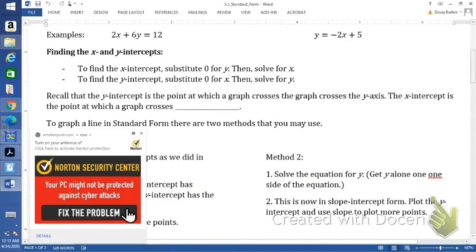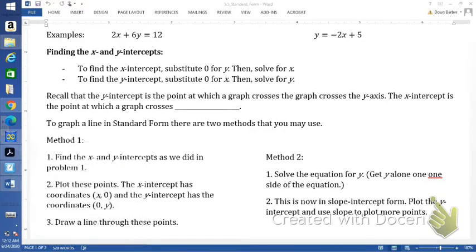Recall that the y-intercept is the point at which the graph crosses the y-axis, and the x-intercept is the point at which the graph crosses the x-axis.